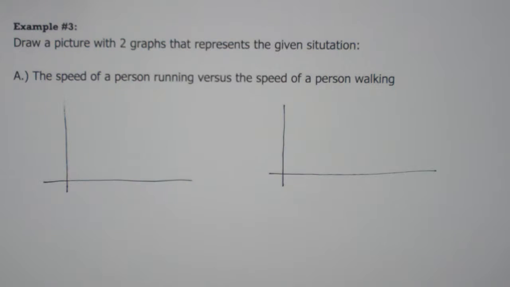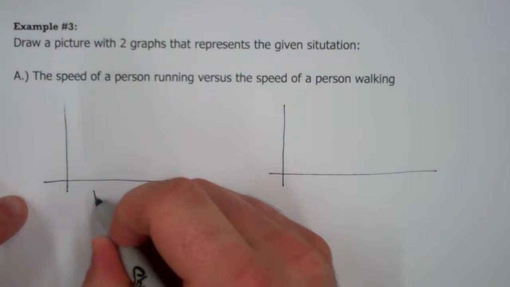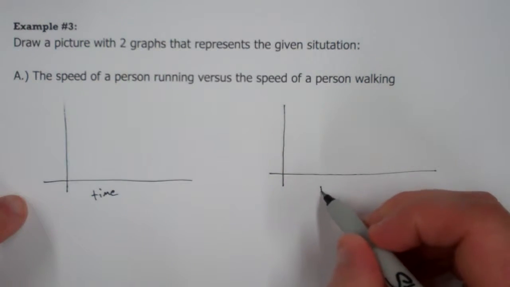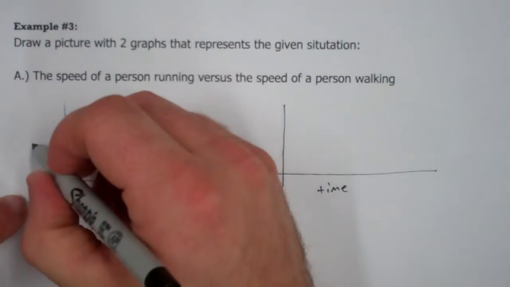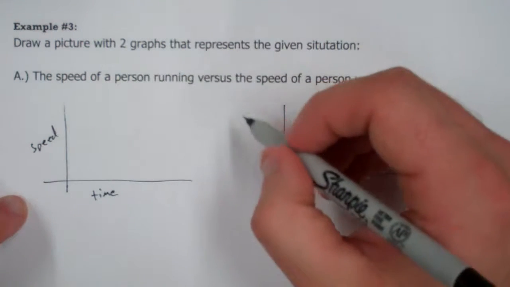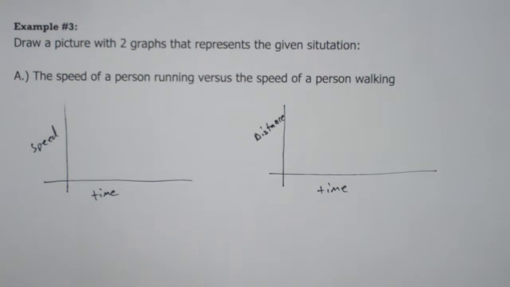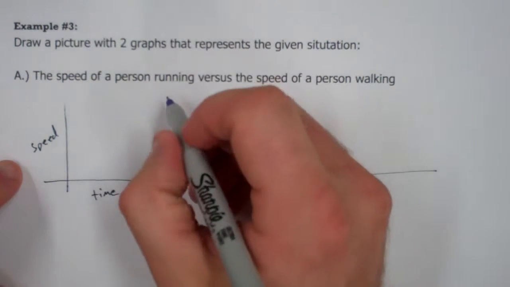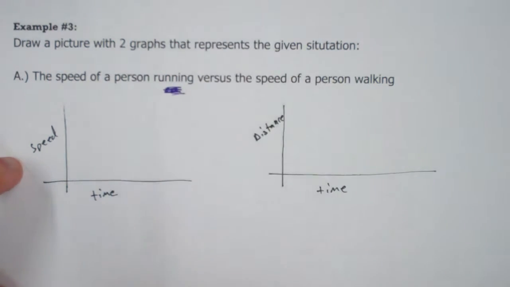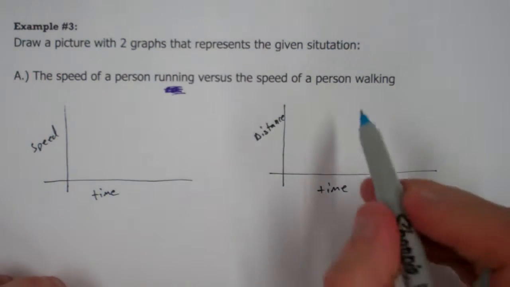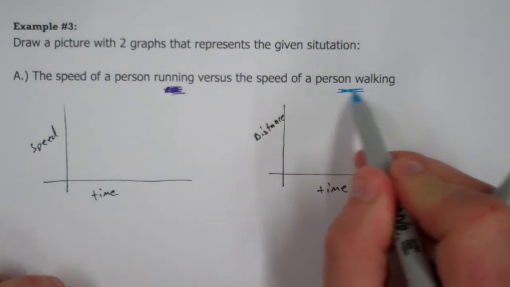I'm going to draw this graph with time for the x-axis for each one. Here I'll do speed for the y-axis, and you could also do this with respect to distance from the starting point here maybe. And I'll utilize the person running is going to be this color, kind of a purple there, and this one will be a blue. Person walking will be a blue.